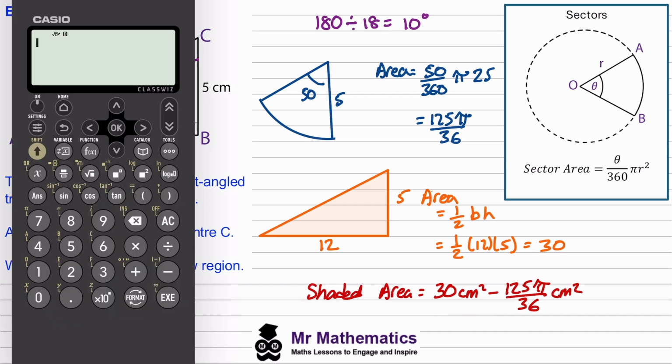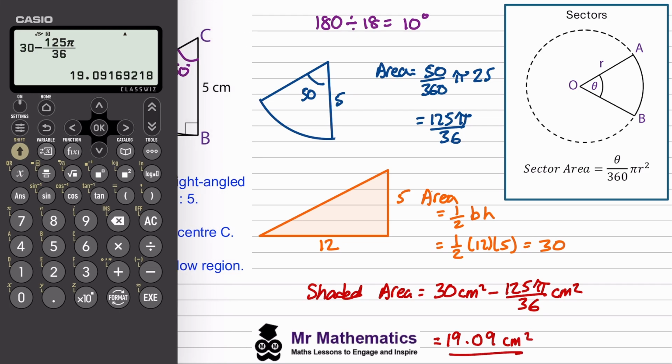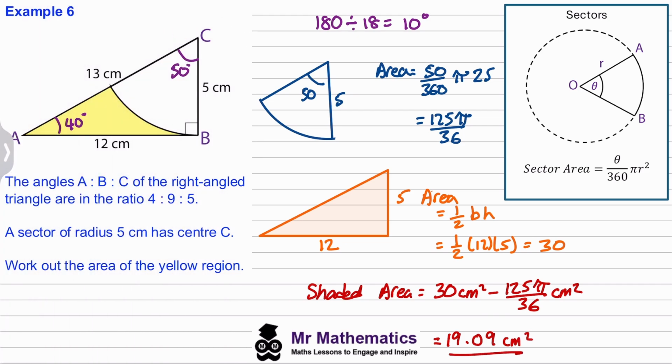And I want to show you how we can enter this into our calculators. So all we do is we enter 30 minus, then the fraction button, 125 pi, this is shift and 7, divided by 36. And we get 19.09 centimeters squared.